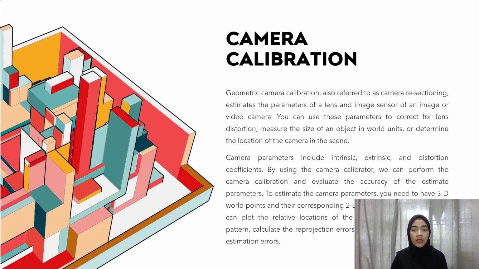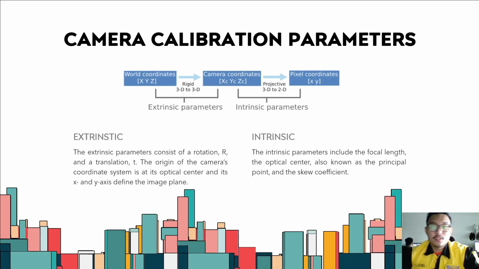To estimate the camera parameters, you need to have 3D world points and their corresponding 2D image points. From that, we can plot the relative location of the camera and the calibration pattern, calculate the reprojection errors, and calculate the parameter estimation errors. Okay, for the camera calibration parameters, there are two types, which are the intrinsic and extrinsic. The extrinsic parameters consist of the rotation R and a translation T.